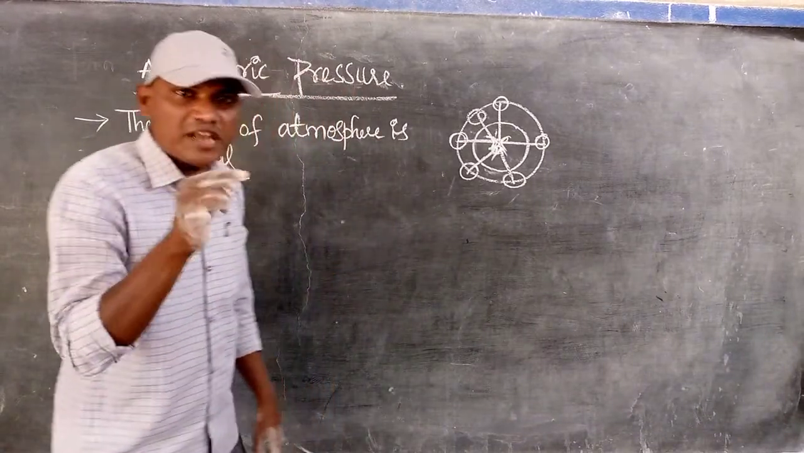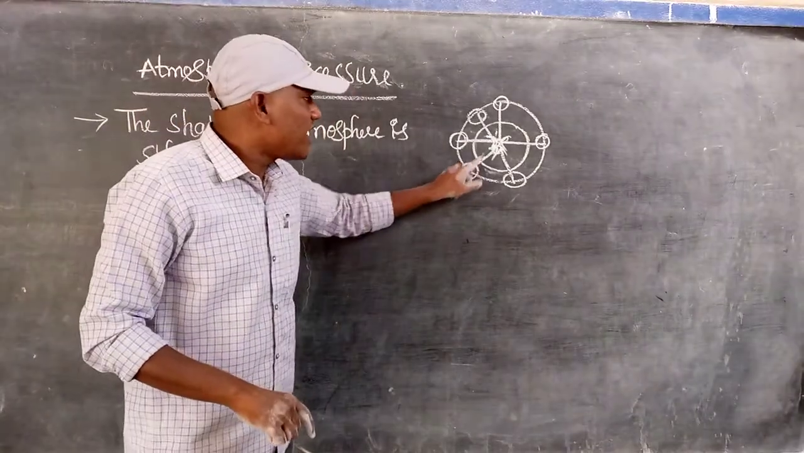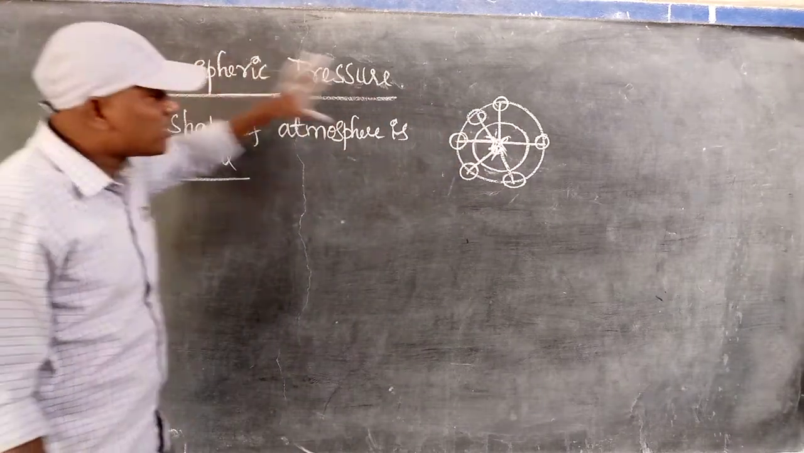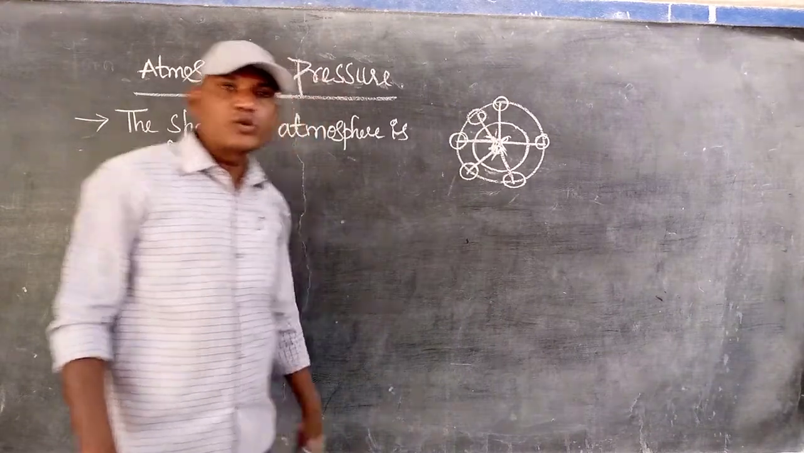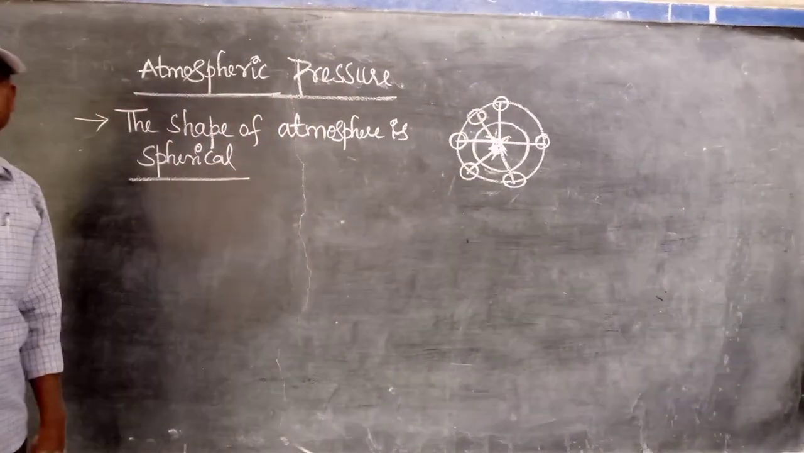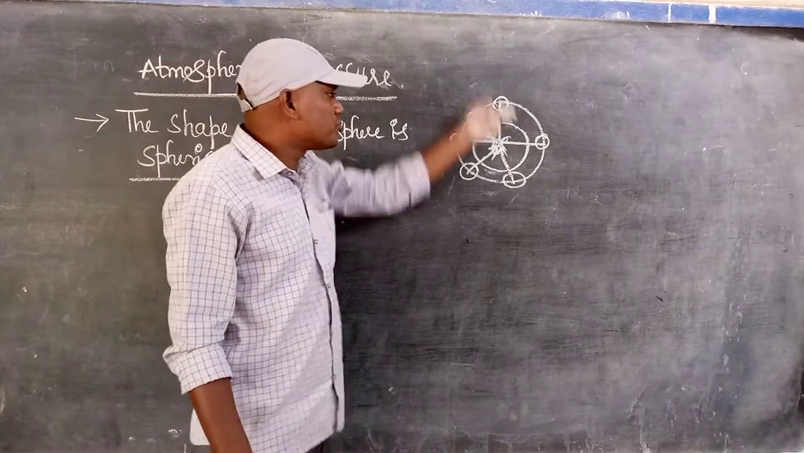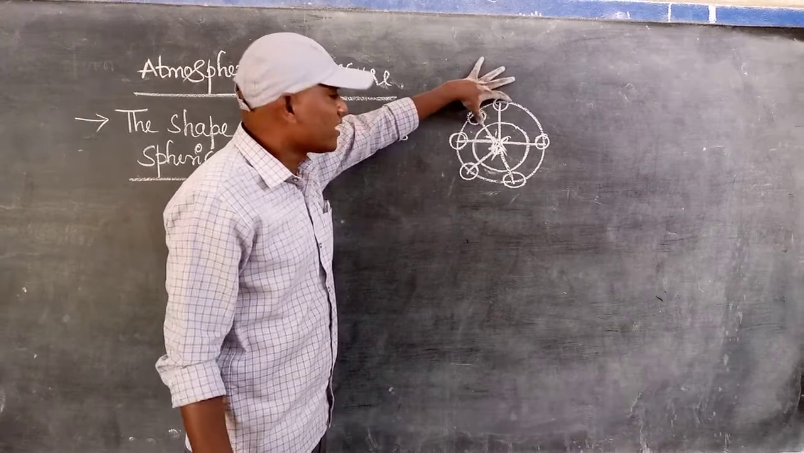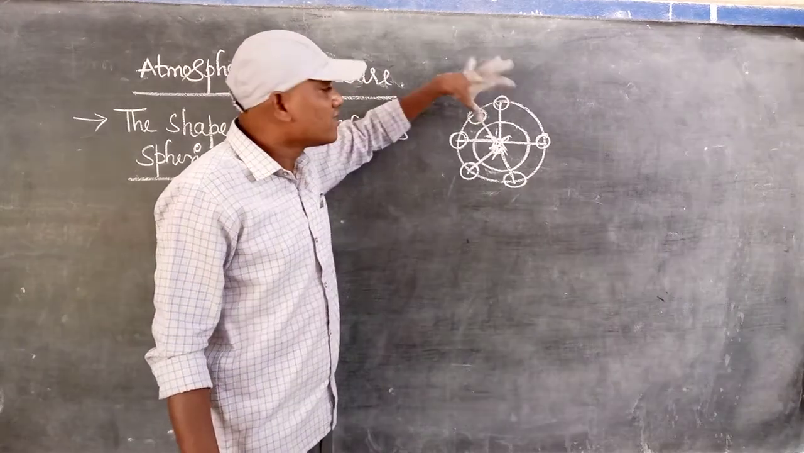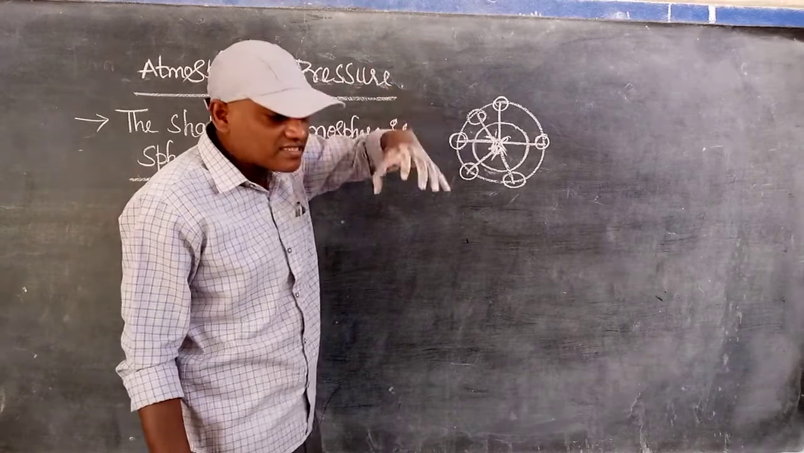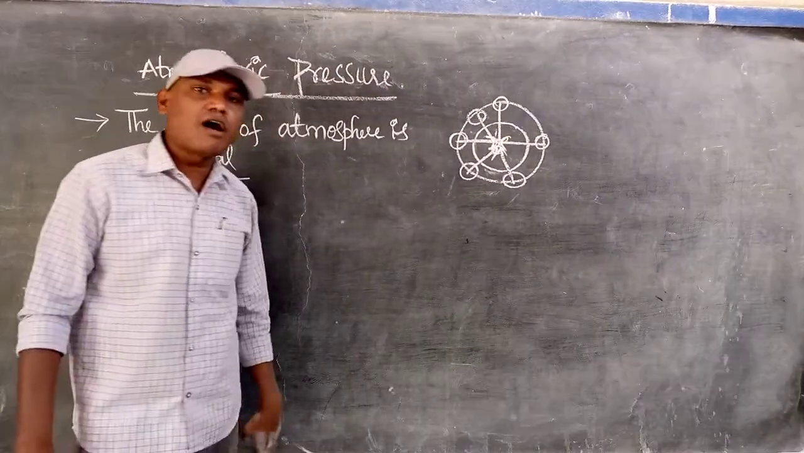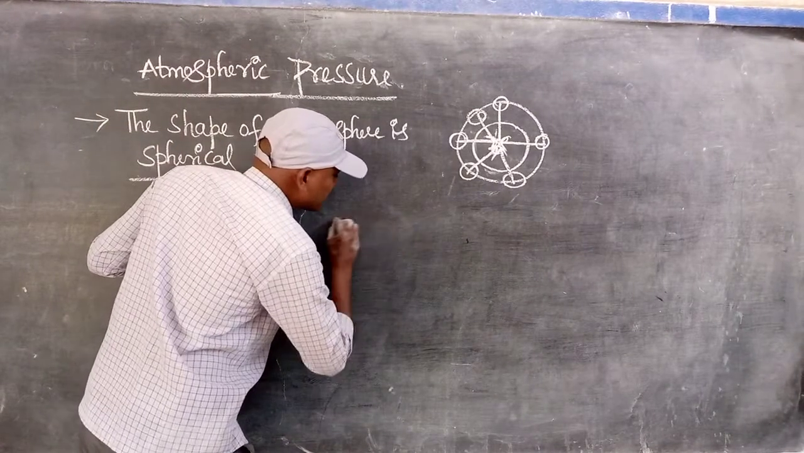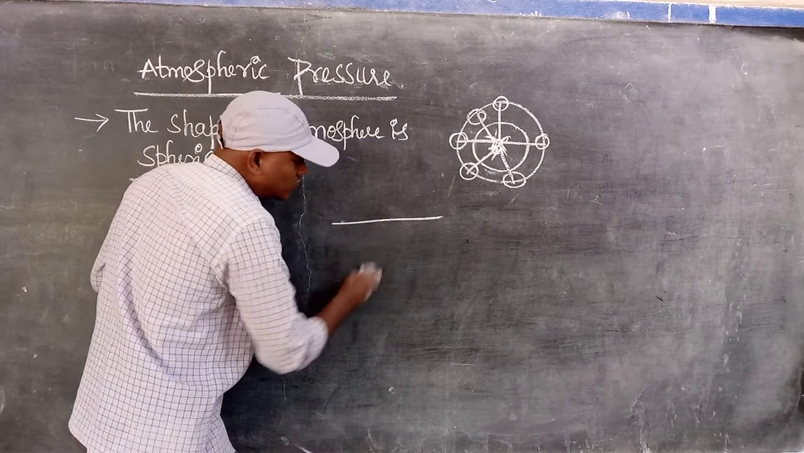First, what is meant by atmosphere? Our earth is surrounded by a blanket of air, which is called the atmosphere. Up to how many kilometers is the atmosphere present above the surface of the earth? 100 kilometers. So the air is pulled downward due to the gravitational force of the earth. We know that air has mass. That's why air particles exert some force when we place any object on the earth.